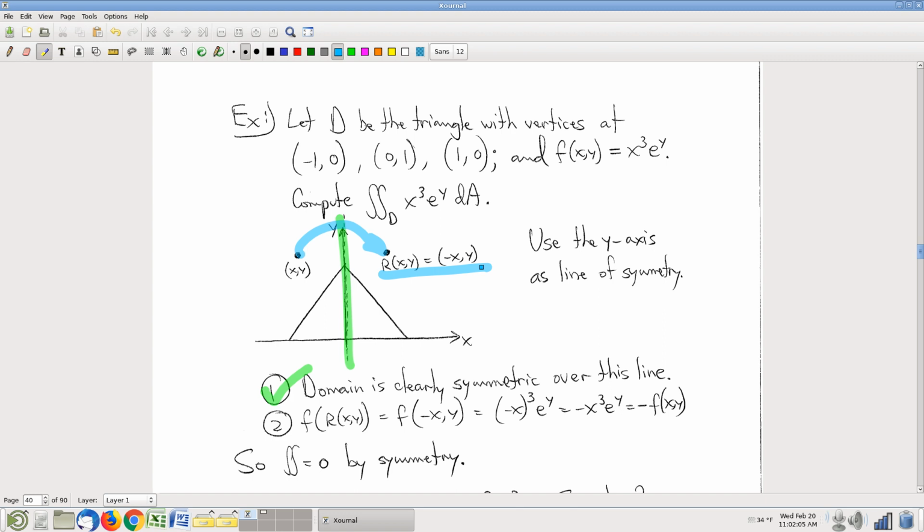And then finally, the function has odd symmetry because if you take this formula for the reflection that we have there, and if you compute f at the reflection, you get, as required, the negative of the original f, and therefore the function has odd symmetry. The domain's symmetric over the same line. Integral is equal to 0 by symmetry. No antiderivatives, no slicing, no bounds.